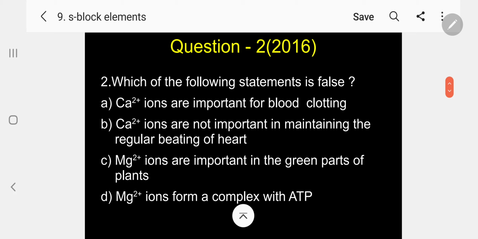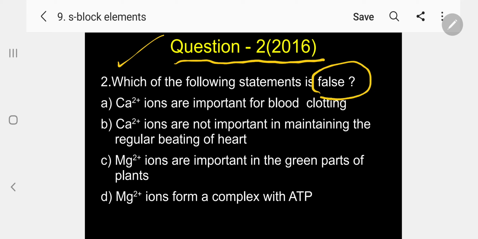Question number 2. Please follow. This is the question asked in NEET 2016 again. Which of the following statements is false? Please follow. Which is false, not correct. A. Calcium 2+ ions are important for blood clotting. B. Calcium 2+ ions are not important in maintaining the regular beating of heart.